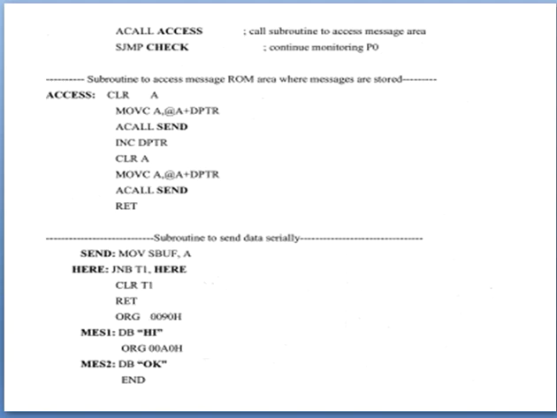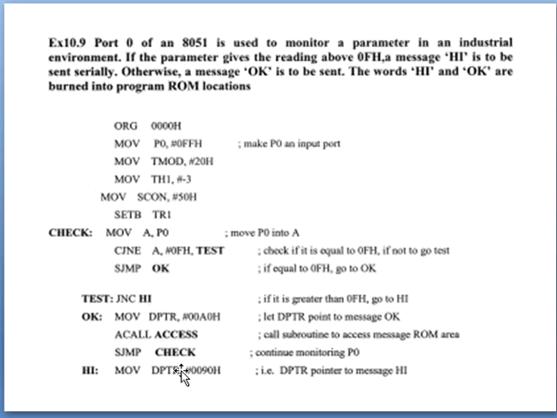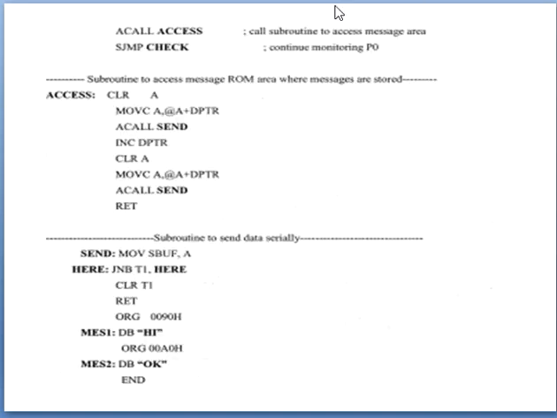Next, after MOV DPTR, #0090h, we have ACALL ACCESS. ACALL ACCESS, in the sense we are calling the ACCESS program. Here you can see this access program. First is CLR A, the accumulator content is cleared. MOVC A, @A+DPTR. We are going to access the content at DPTR. DPTR is having right now this HIGH value.